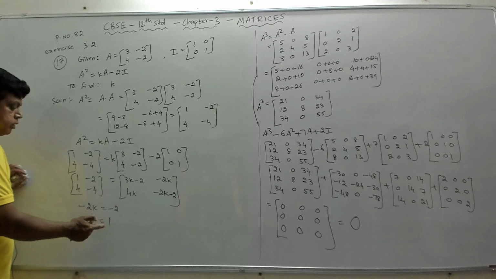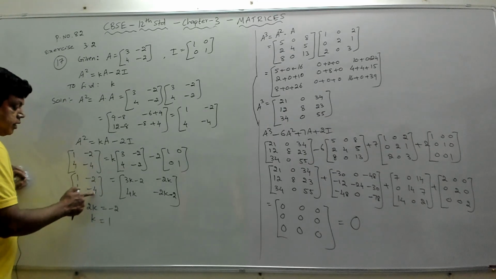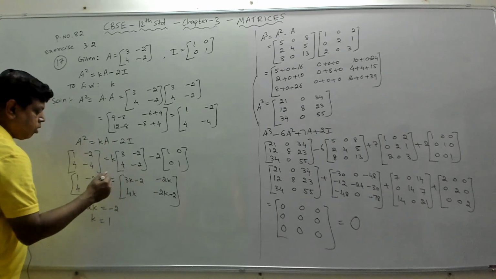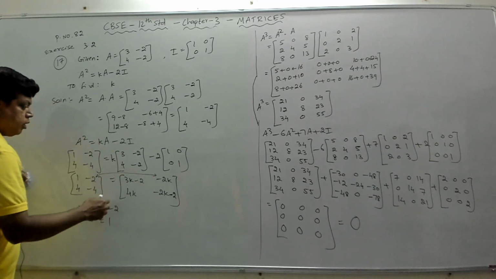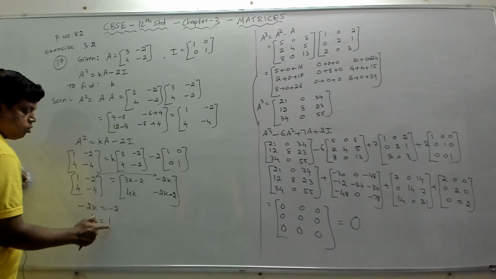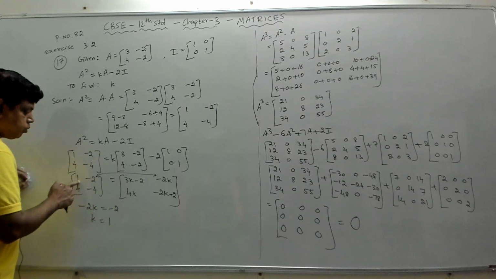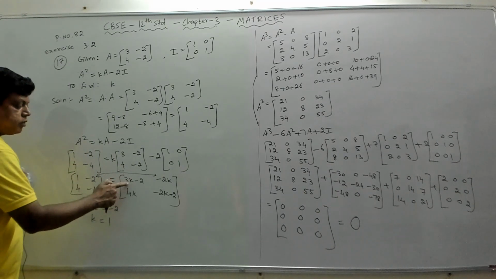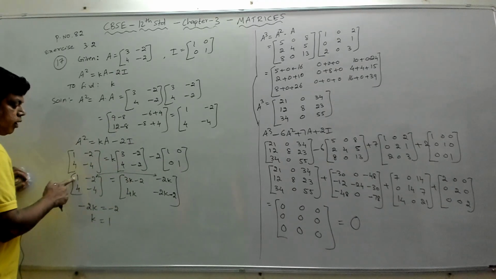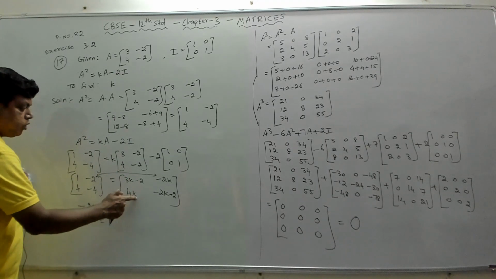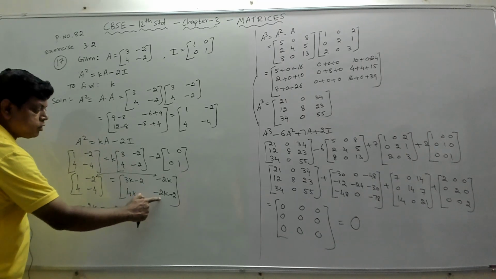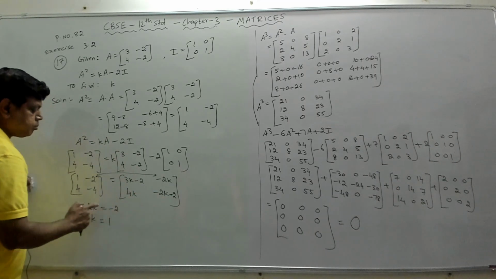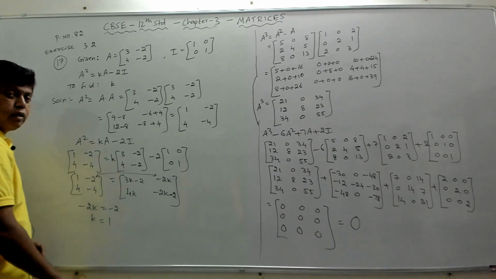Now make sure that when you substitute k equal to 1 in the other three elements, they match. Whatever value of k you got, substitute it back. 3 into 1 is 3, minus 2 is 1. 4 into 1 is 4. Minus 2 into 1 is minus 2, minus 2 minus 2 is minus 4. Therefore k equal to 1 is the right value.